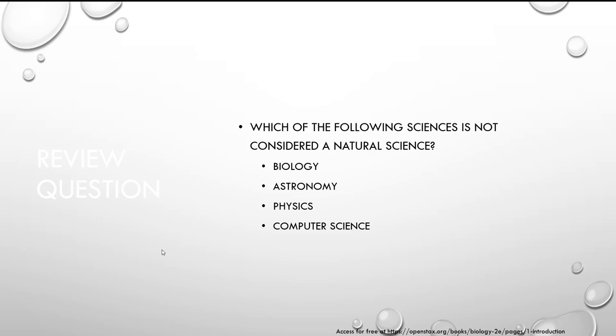Which of the following sciences is not considered a natural science? Would it be biology, astronomy, physics, or computer science? Of course, computer science. Computers don't grow on trees, so that is not the natural one.